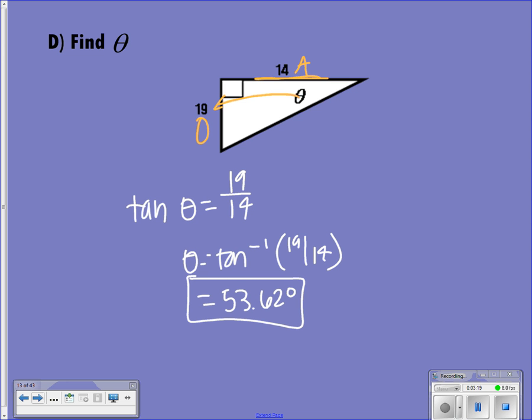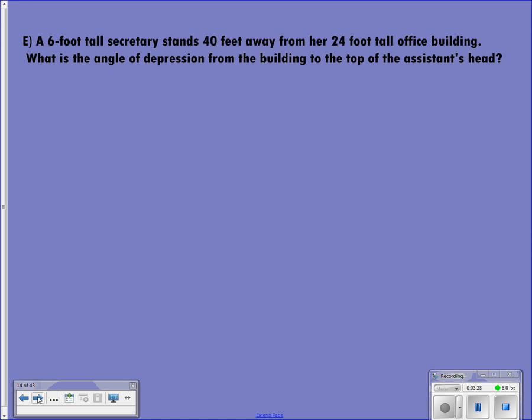Again, labeling it degrees. I do want to see this step and this step, and obviously the answer. So there aren't really any steps you can skip here to get full credit.